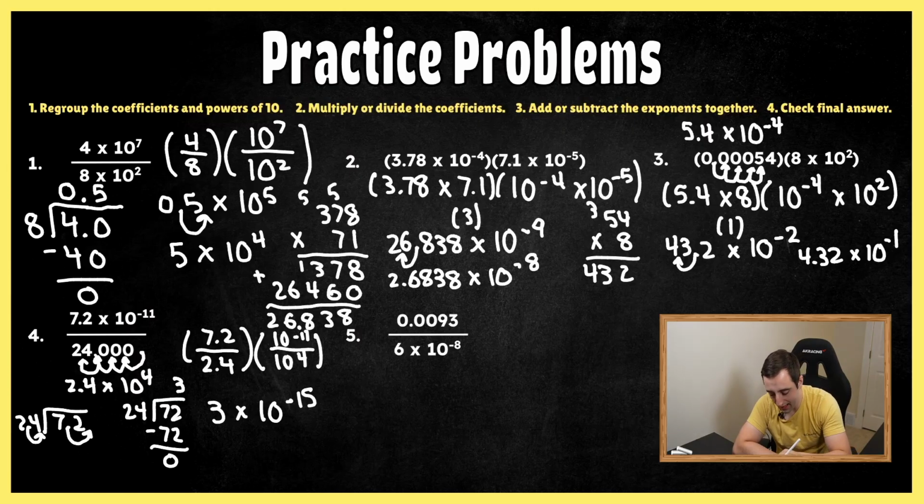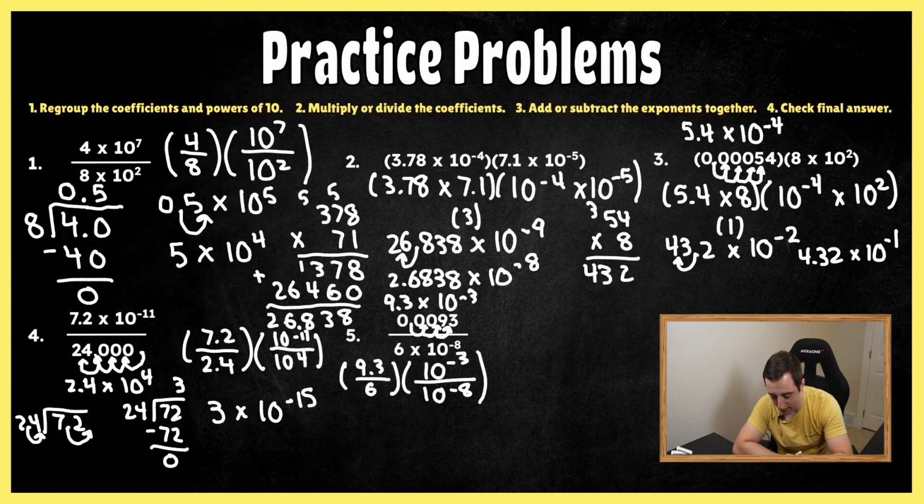And then on to the very last one. Let's adjust our numerator here because it's in standard form. So once, twice, 3 times to the right, we get 9.3 times. We're making our number larger, so in return, our power gets smaller, so we should have negative 3 because we moved it 3 times to the right. Now we can go ahead and regroup. So we have 9.3 divided by 6, and then we have 10 to the negative 3rd over 10 to the negative 8th. Let's divide our coefficients.